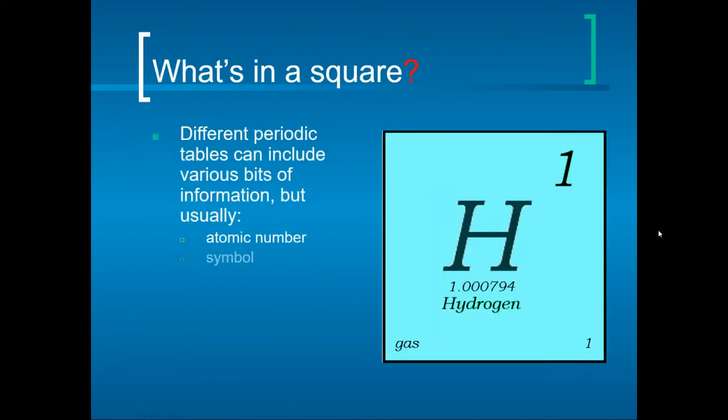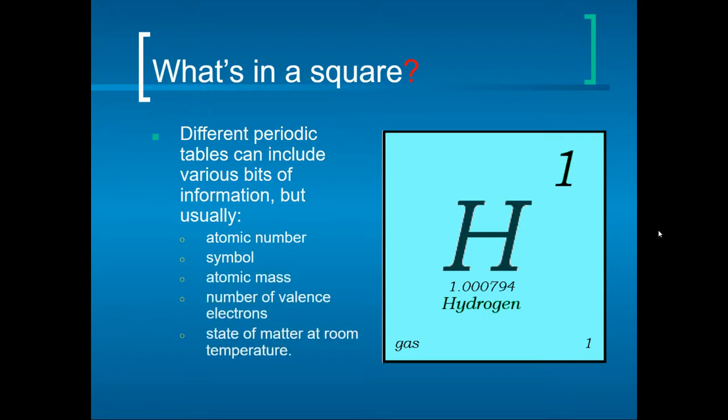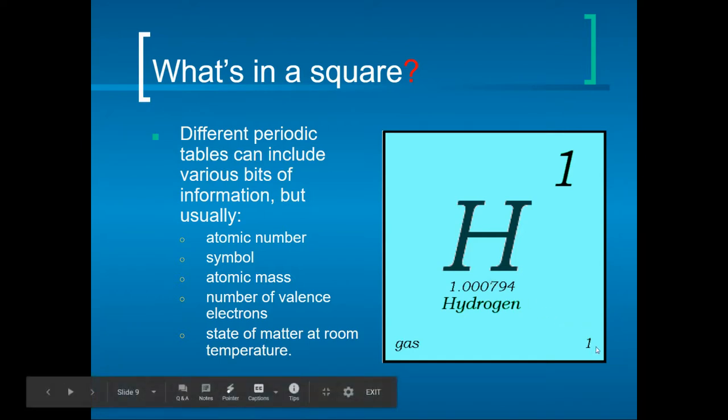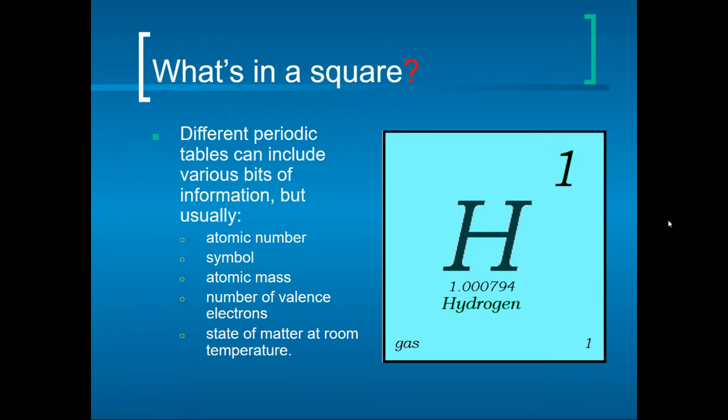All right, so different periodic tables can include different bits of information, but typically what you're going to find again is the atomic number. You're going to find the atomic symbol. You're going to find the atomic mass. Sometimes you'll find the number of valence electrons. Typically the ones we use don't have that. Typically you're going to have the whole name of the element, and sometimes, whether it's denoted by a word or by color, you're going to know whether it's a solid, liquid, gas, or metalloid. And we'll talk about those when we get to families.